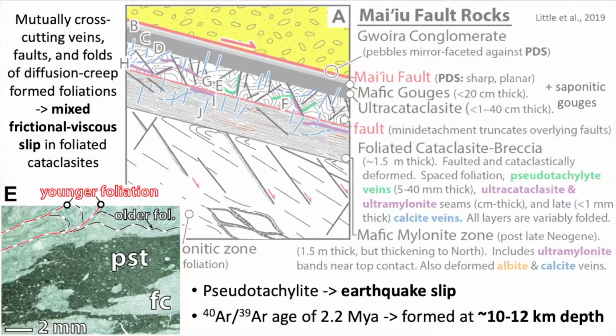There's also evidence of mutually cross-cutting veins, faults, and folds of foliations that were formed by diffusion creep. So the mutually cross-cutting nature of these implies that there was mixed frictional viscous slip in the fault zone within the foliated cataclasite units at the depths at which they were the actively deforming units.